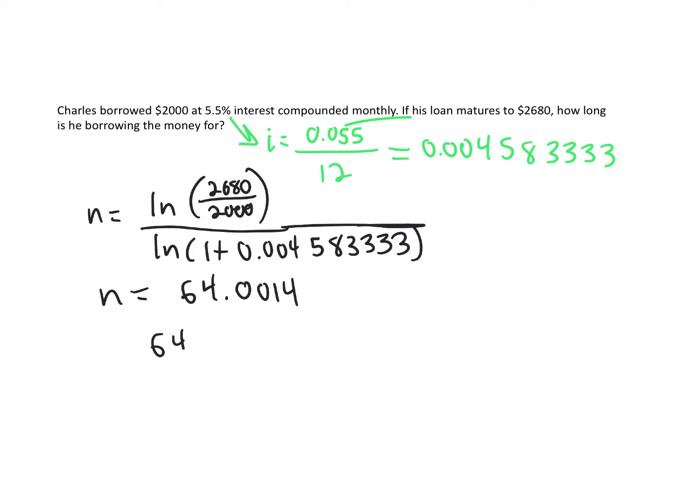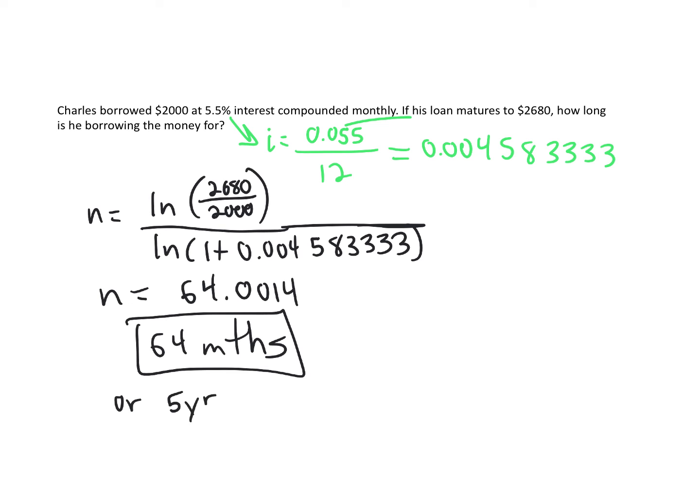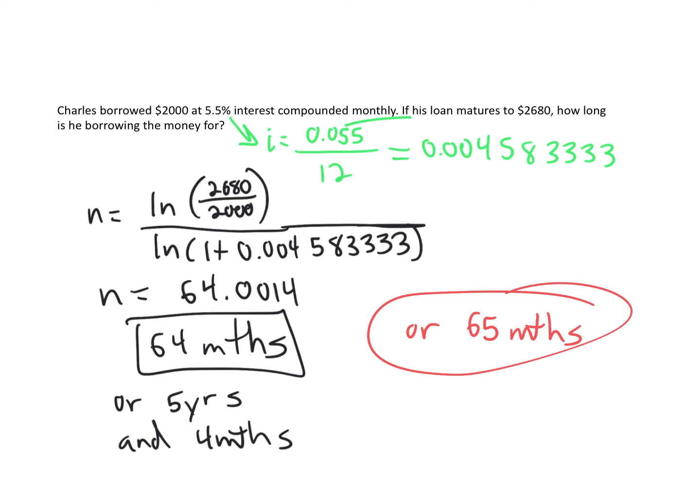So this would be 64 months, or 5 years and 4 months. Now, I did say we always round up, so I would also accept 65 months for this one. The reason I just went to 64 is because it is so close to 64, but in reality, often you will round up to 65. This is one of the ones where I would accept both. If you're ever in doubt, just round up.